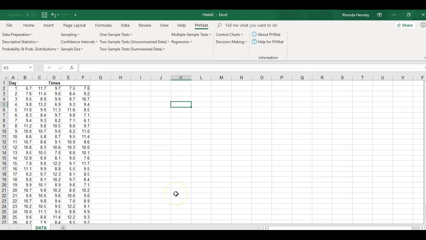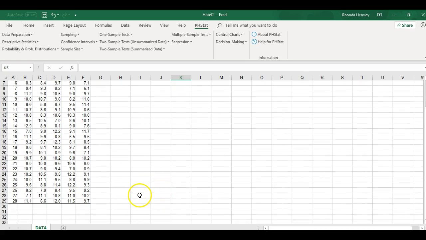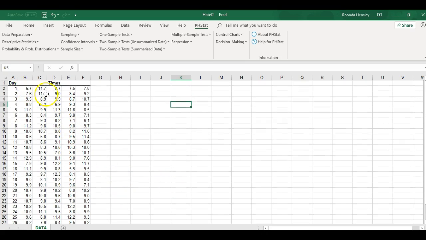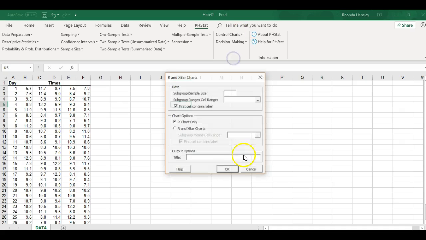As you can see, for this data, Hotel 2, I think these are delivery times for bags, 28 days worth of data, and they have taken samples of 5. They've measured the time that it took for the bags to be delivered to the hotel room. So this is our data. PHStat again makes things really easy. I go to control charts, X bar and R, and my subgroup size is 5.